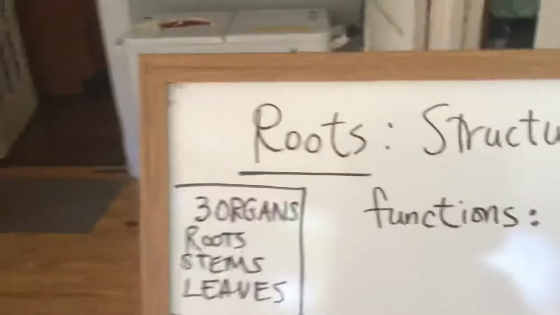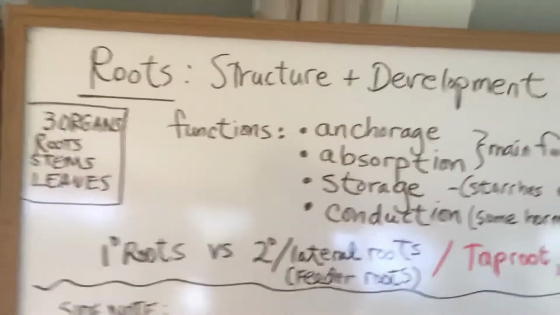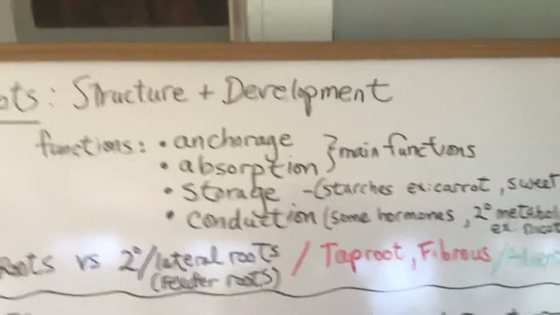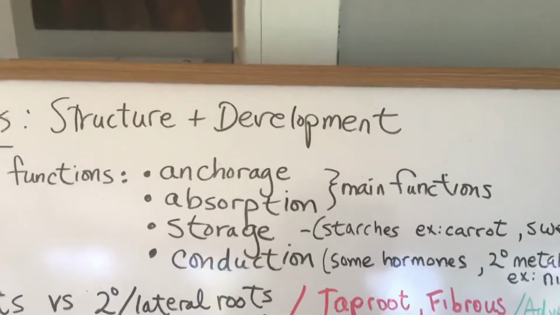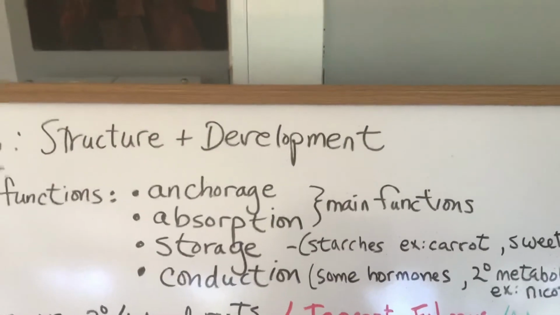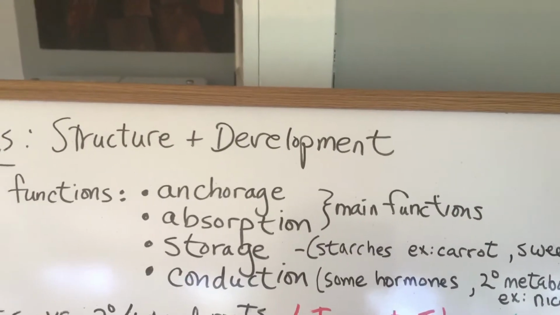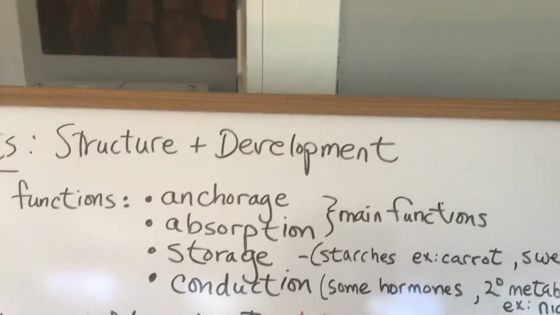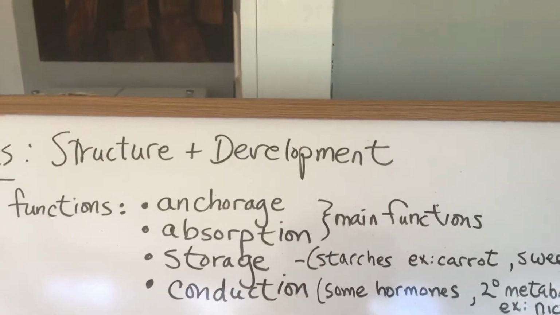So first of all, we're going to go through the three organs. We're going to talk about roots first, and we're going to talk about their structure and development. Roots have four functions. The two main functions are anchorage and absorption. Anchorage into the ground, holding them upright, or giving some support for the bottom part of the plant to support the upper part of the plant. And then absorption, that is taking up things from the soil and distributing it throughout the plant.